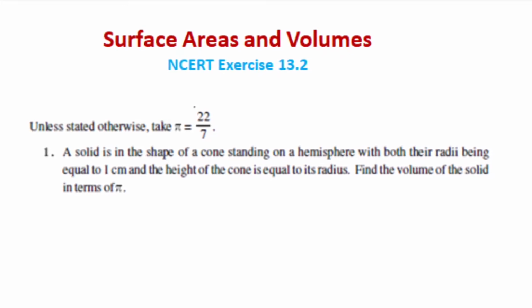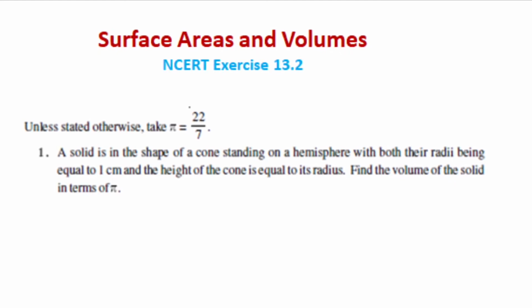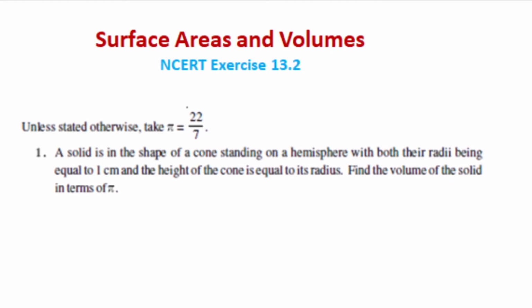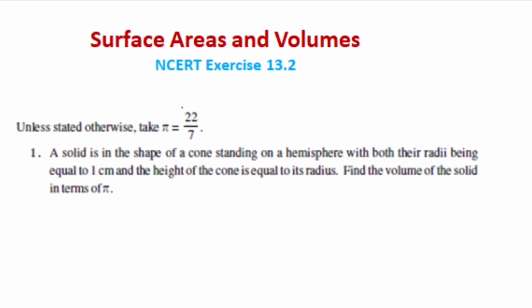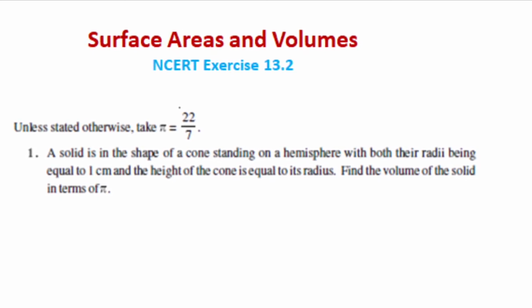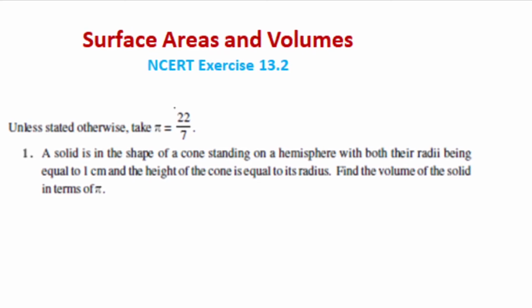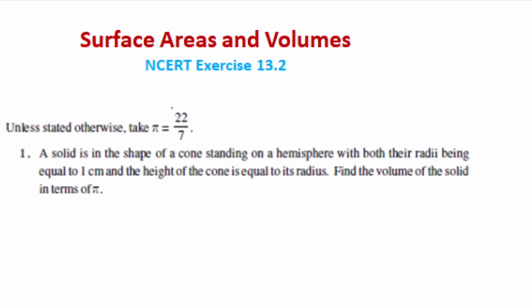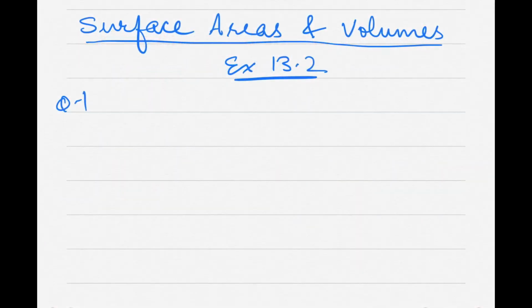So first question says a solid is in the shape of cone standing on a hemisphere with both their radii being equal to 1 centimeter and height of the cone is equal to its radius. Find the volume of the solid in terms of pi. So we don't have to substitute the value of pi, we'll keep it like that.